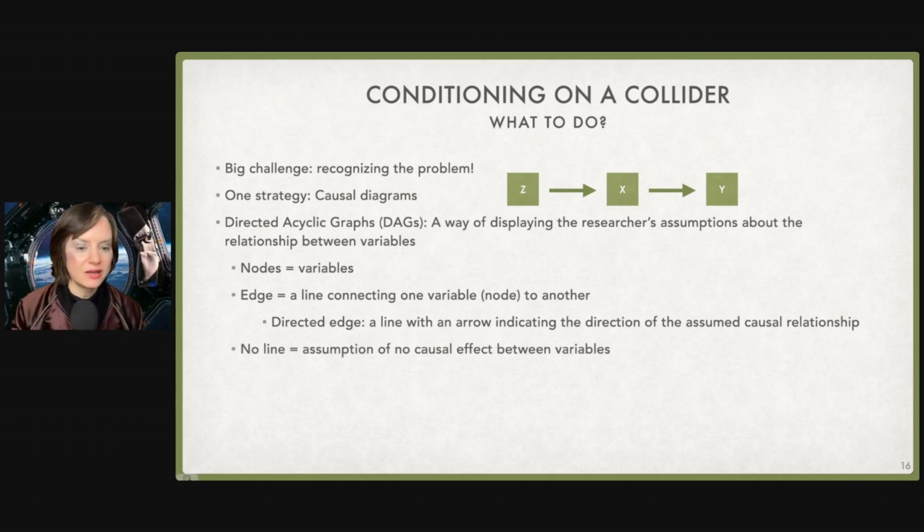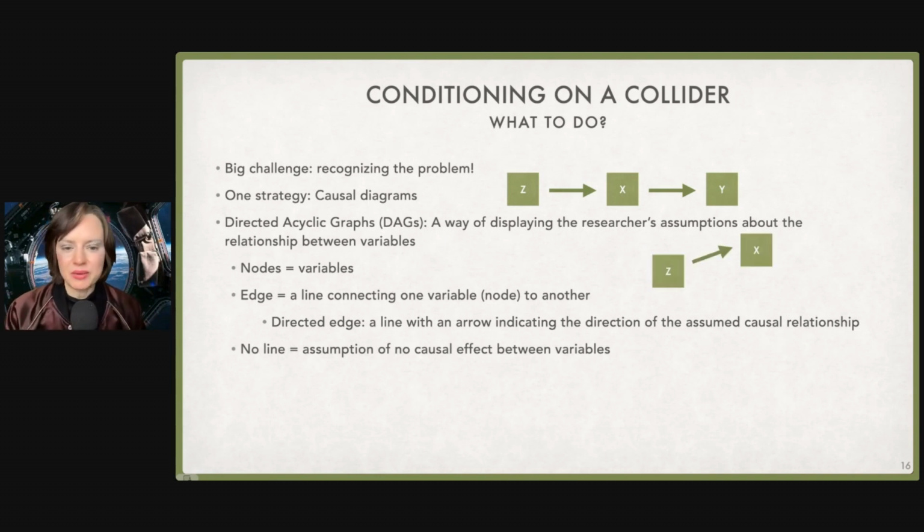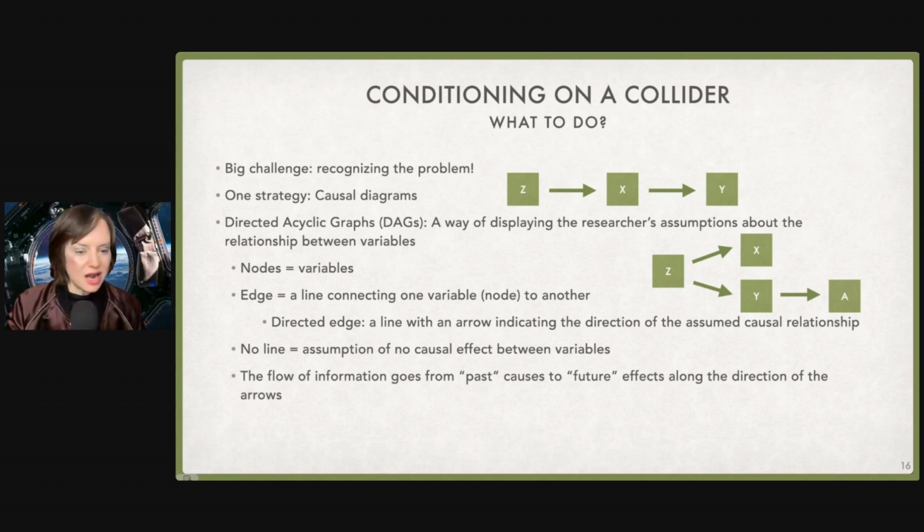If there's no line, there's an assumption of no causal effect between the variables. I could draw my model in another way. What if I say, no, that's not how I think my pieces in my model go together. I think z affects x and z affects y. Aha. But then y affects a. I can draw it as complicated as I want. The flow of information is going to go from the past to the future effects along the arrow. So z is going to kick off x and y, and then y is going to give rise to a.